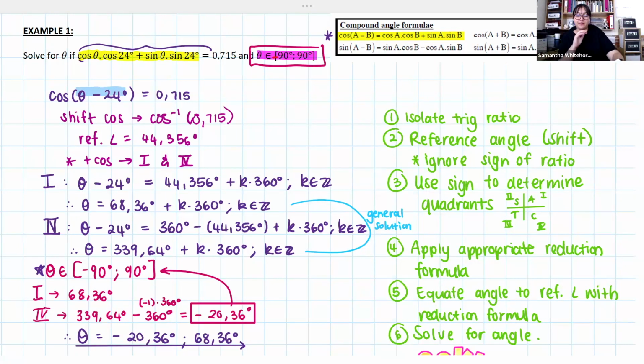Alrighty, so that's really it. Reference angle is really important, quadrants really important, so that you can find your reduction formulae, but that's really it when it comes to finding the general solution and then a step further, specific solutions if you are given a domain. Okay, so guys, screenshot this and then you're going to try one by yourselves.